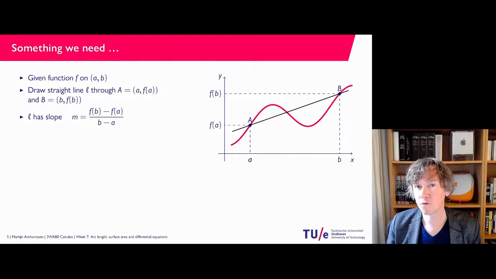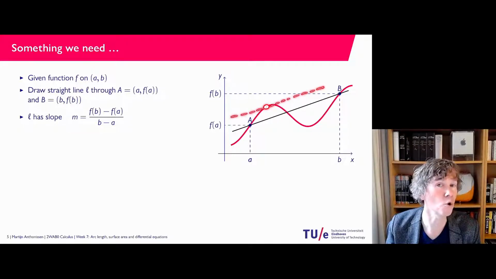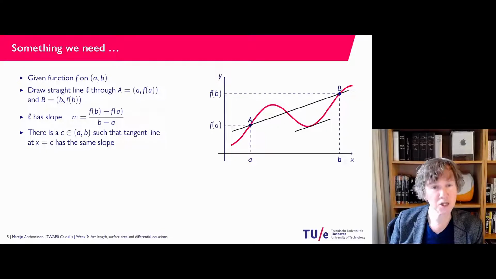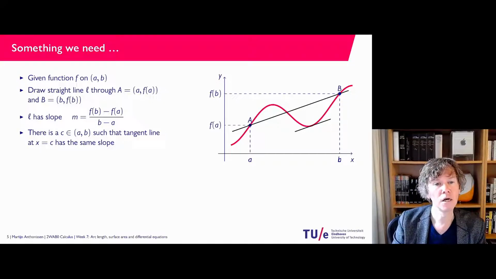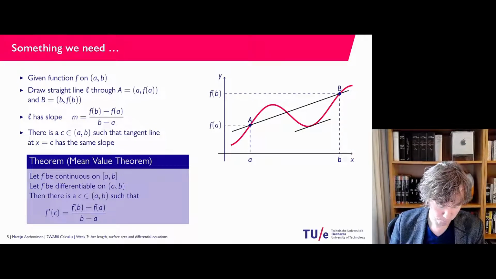If you look carefully, you will see that there is one more point, because around here, if I would draw the tangent line, you see that it's also parallel to the black line. So what the theorem tells us is the following. There is a c in (a, b) such that the tangent line at x equals c, so that's f prime c, has the same slope. So m equals f prime c.